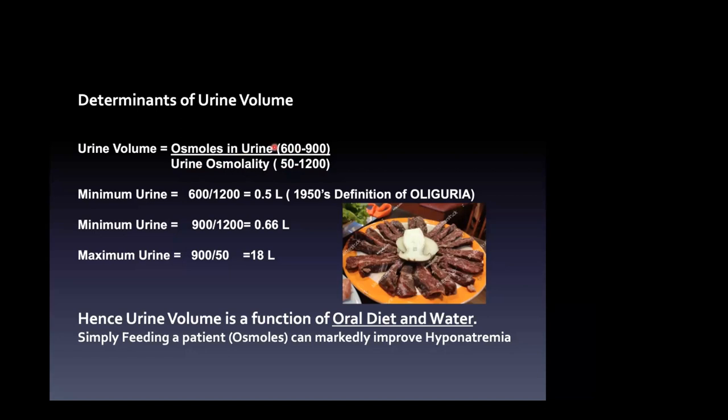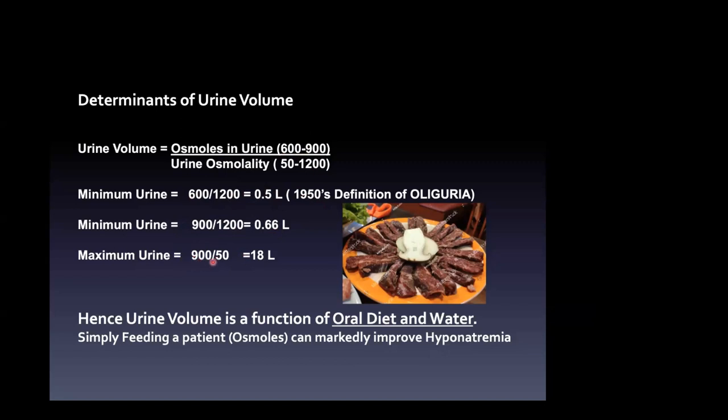Previously in the 50s and 60s, when we were poorer as humankind, we used to eat around 600. So the minimum urine that was defined as oliguria was 600 osmoles divided by the maximum urine osmolarity, which is 0.5 liters. If you look in today's terms, that definition would be wrong because now our diets are richer in protein. So the amount of osmoles in the urine is around 900 divided by the maximum urine osmolarity. So theoretically, the correct definition of oliguria today should be less than 650 ml and not 500 ml.